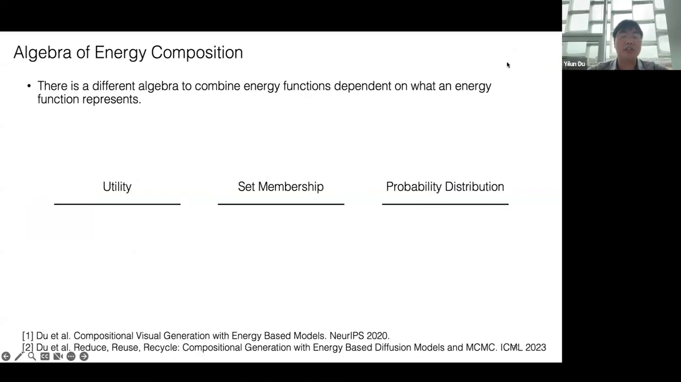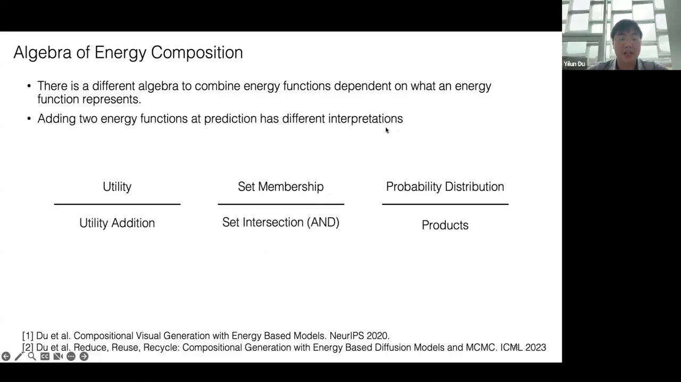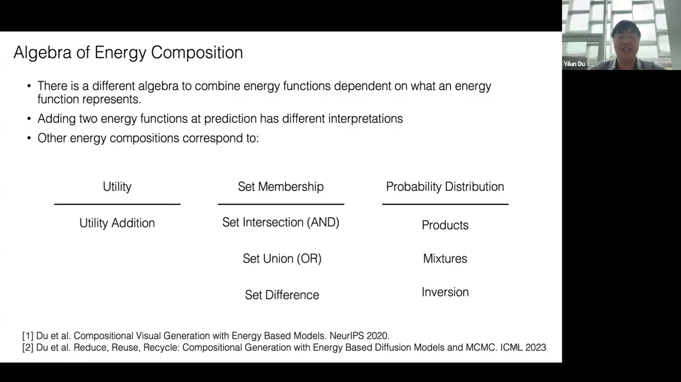So now let me show. It turns out that when you combine these energy functions, there's a different algebra in which you can combine them depending on what the energy function represents. If an energy function represents utility, then adding 2 energy functions corresponds to utility addition. In contrast, if an energy function corresponds to set membership, whether you're inside a set or not, then adding the 2 energy functions corresponds to determining the points that are inside either set. And if you have energy functions that represent probability distributions, adding the 2 energy functions together represents a product of the 2 distributions. And there are a lot more operations that you can do with energy functions that I'll go into more detail next.